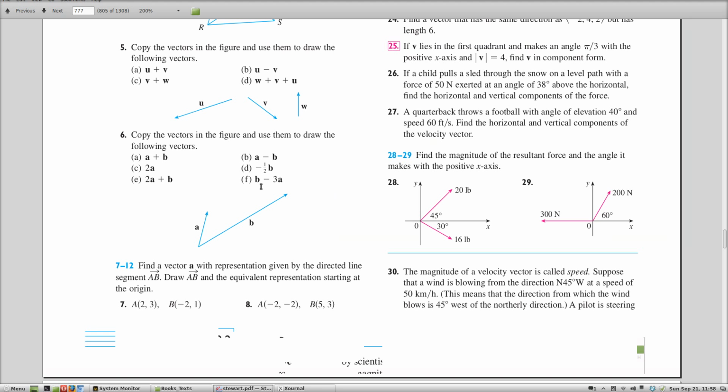Now you've got your scalar multiplication, sums, and differences, and they're combining them together and getting kind of crazy. What else is going on here?